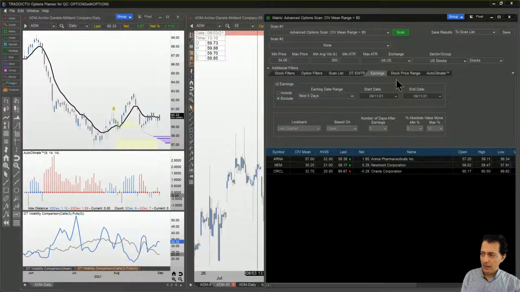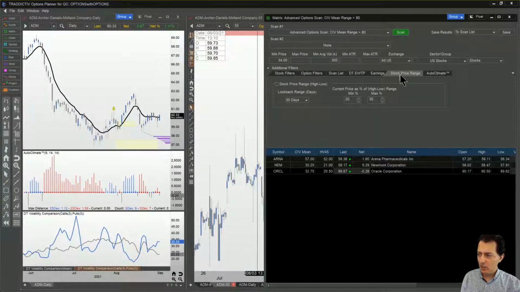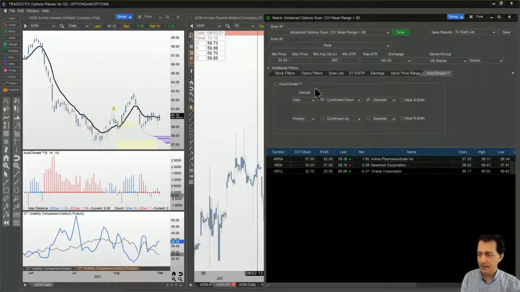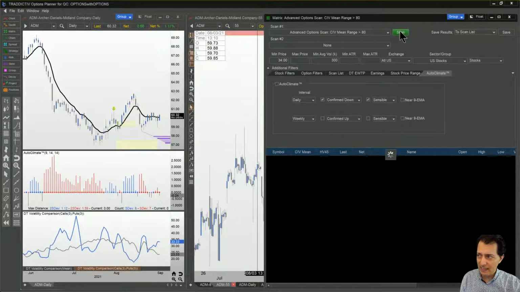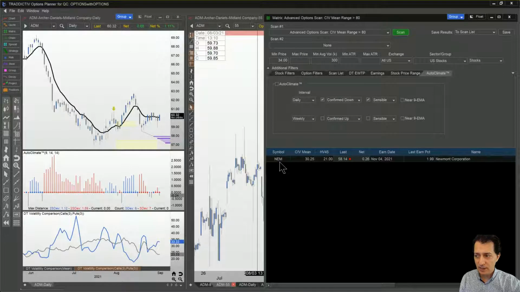Stock price range, we are not going to use that. That tab is not useful for this type of trade. And then the auto climate, again, this is very useful to be directional, but we are planning on a non-directional trade, so it is not providing an extra advantage at this moment in time when you are purely non-directional, and therefore that would be it. Okay, so I just went from top to bottom and then from left to right through the options I would like to select on the matrix, and then I click scan, and now let's see, we got one stock. Okay, so this is the one stock that shows up in that first attempt.